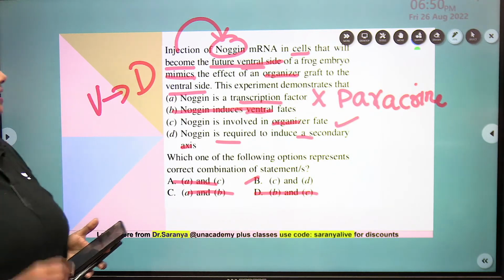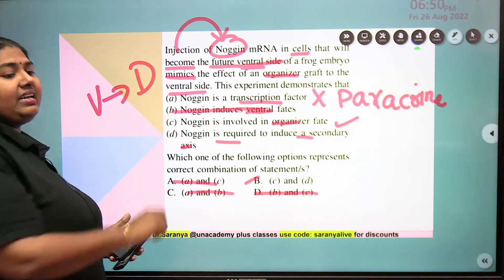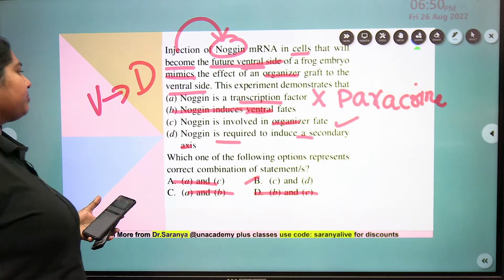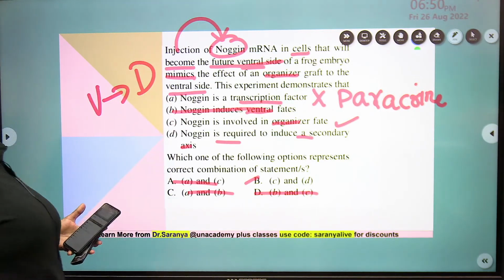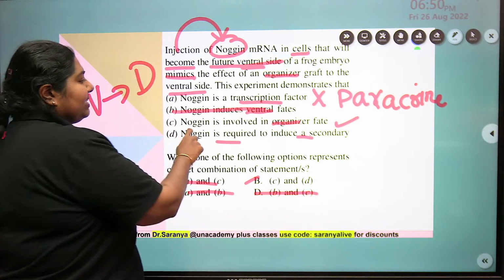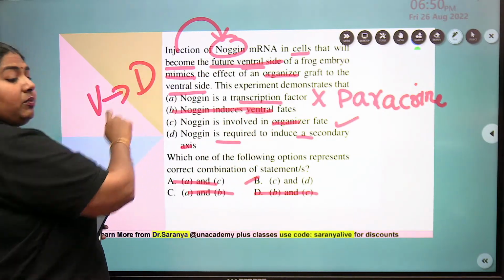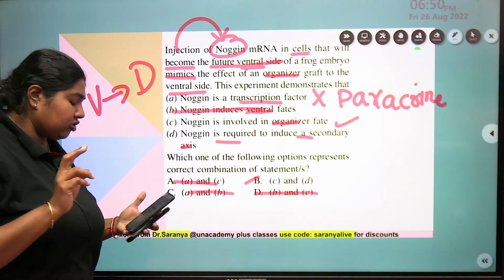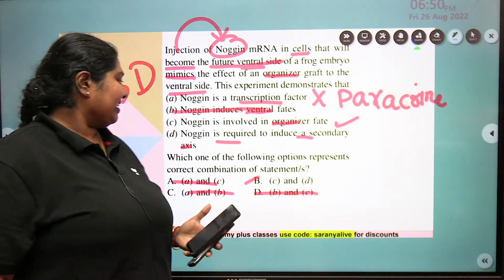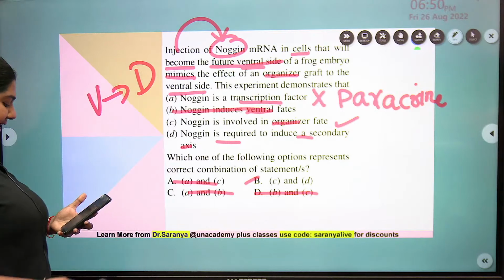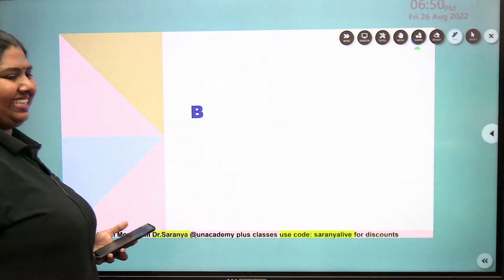Got it, everybody? So take home message. Noggin is a paracrine factor, not a transcription factor. So noggin is only for dorsal but not for ventral. Noggin is involved in the organizer. If you inject the noggin into the ventral, that ventral will become dorsal. So you will get two heads, right? So that is what the secondary axis is. So the correct answer is going to be B.